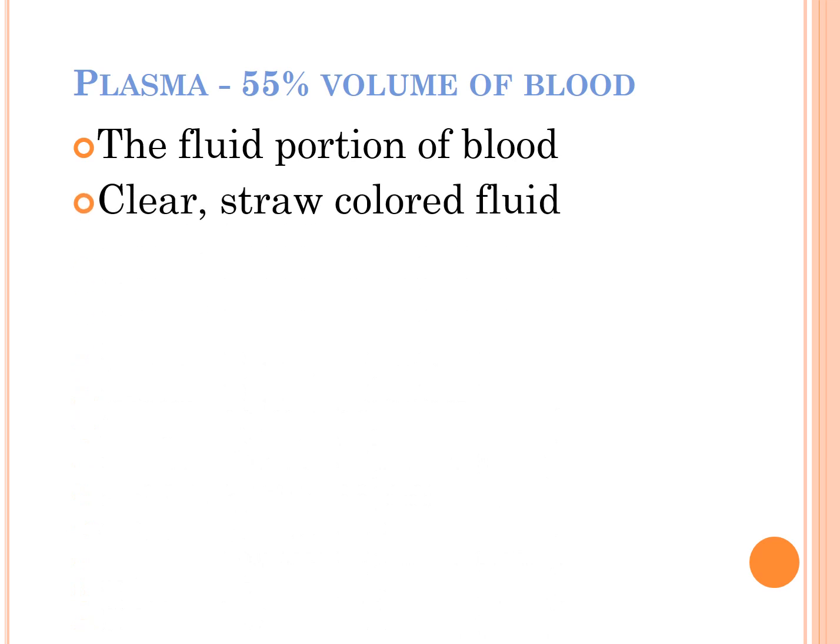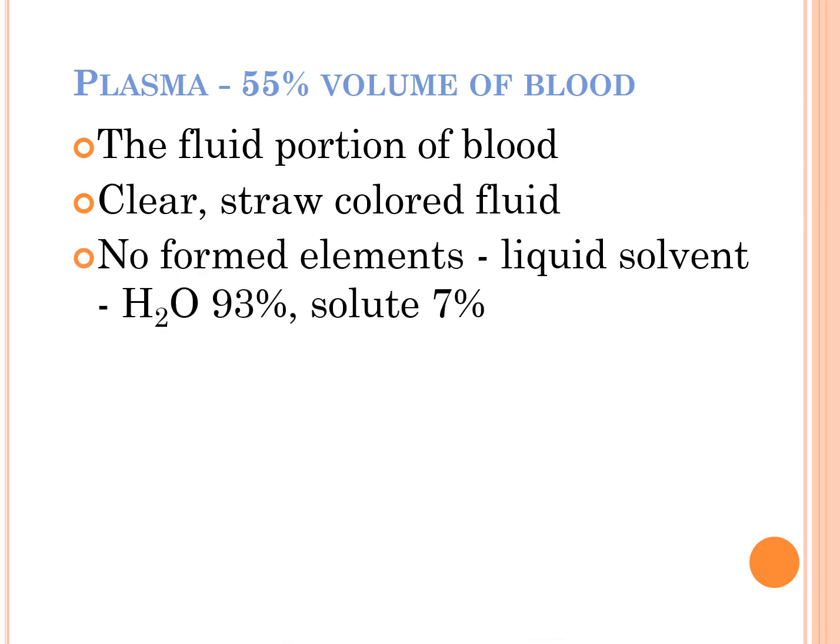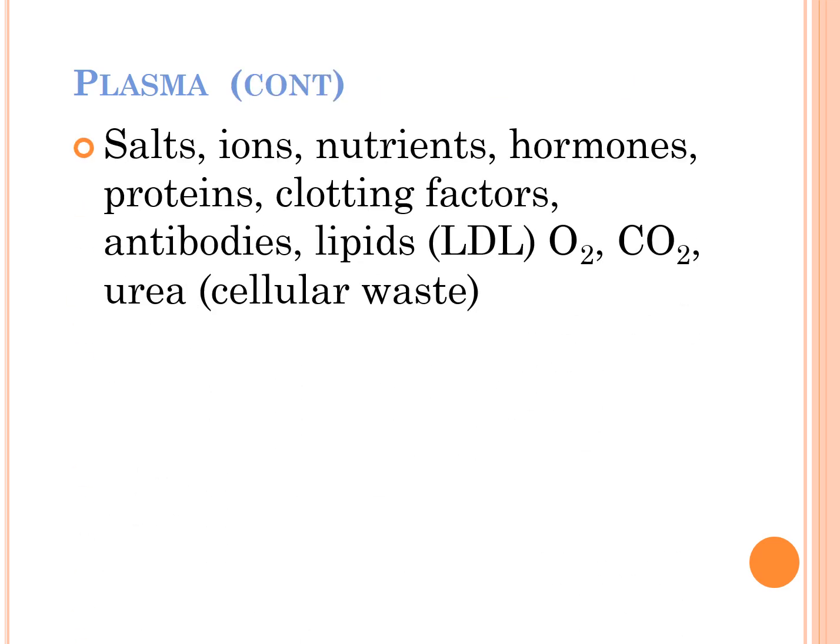Plasma is very clear, kind of a straw-colored fluid. Plasma does not contain any of the formed elements. Formed elements are the blood cells. It's a liquid solid, about 93% water, 7% solute. Plasma contains salt, ions, nutrients, hormones, proteins, clotting factors, antibodies, lipids, including your HDL and LDLs, which are lipid transporters, oxygen, carbon dioxide, and cellular waste such as urea.